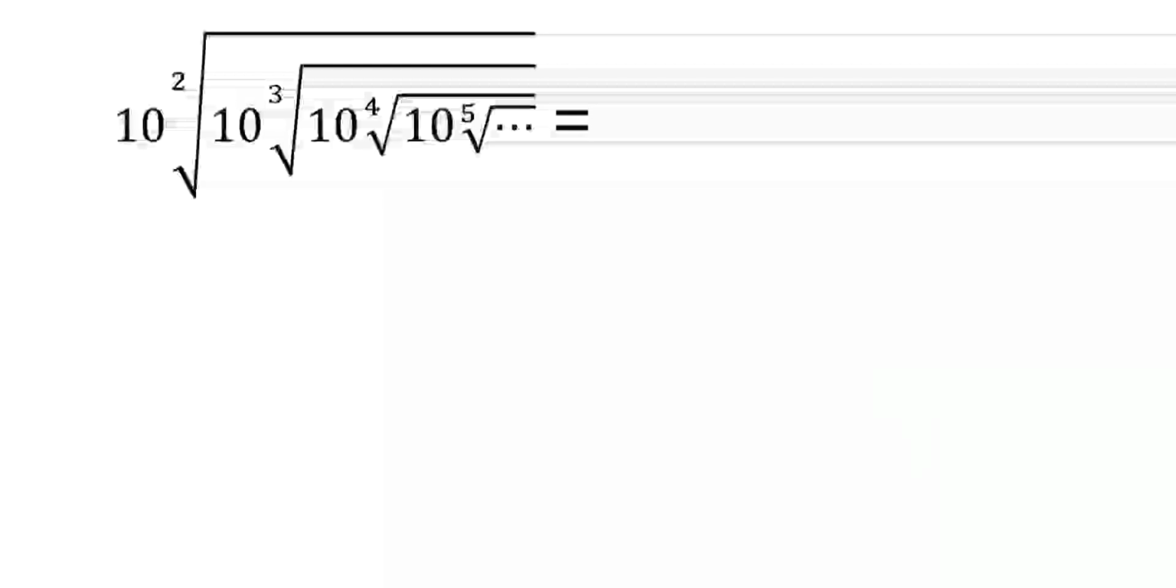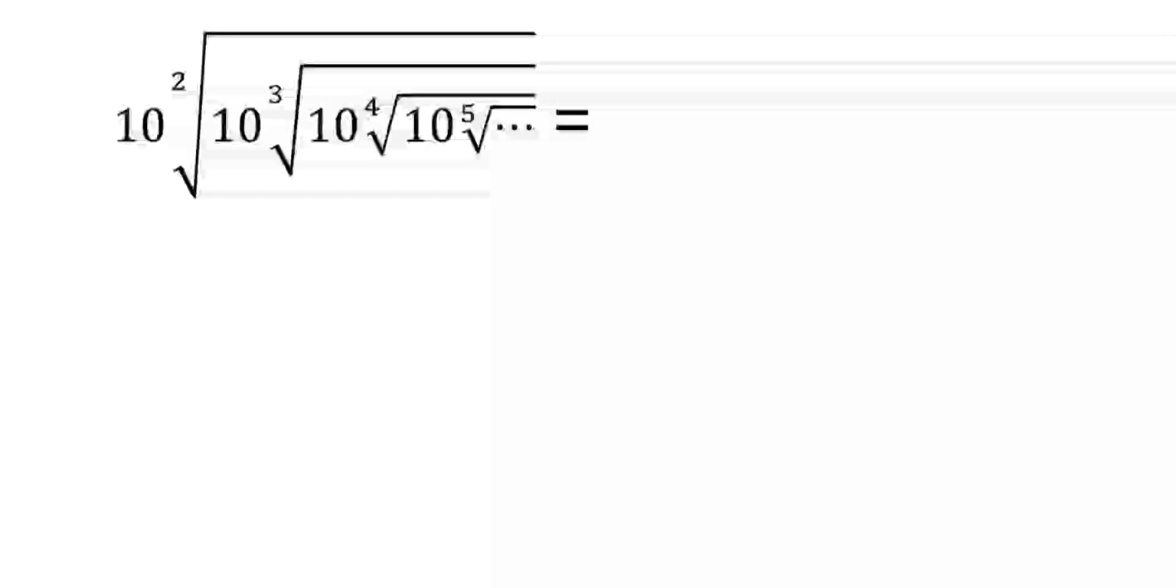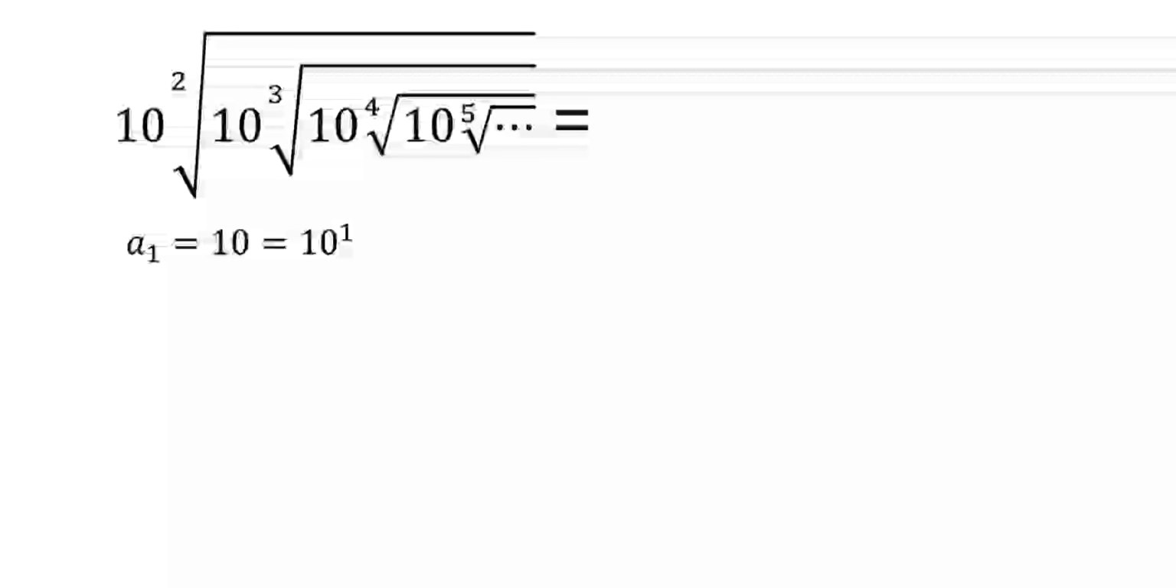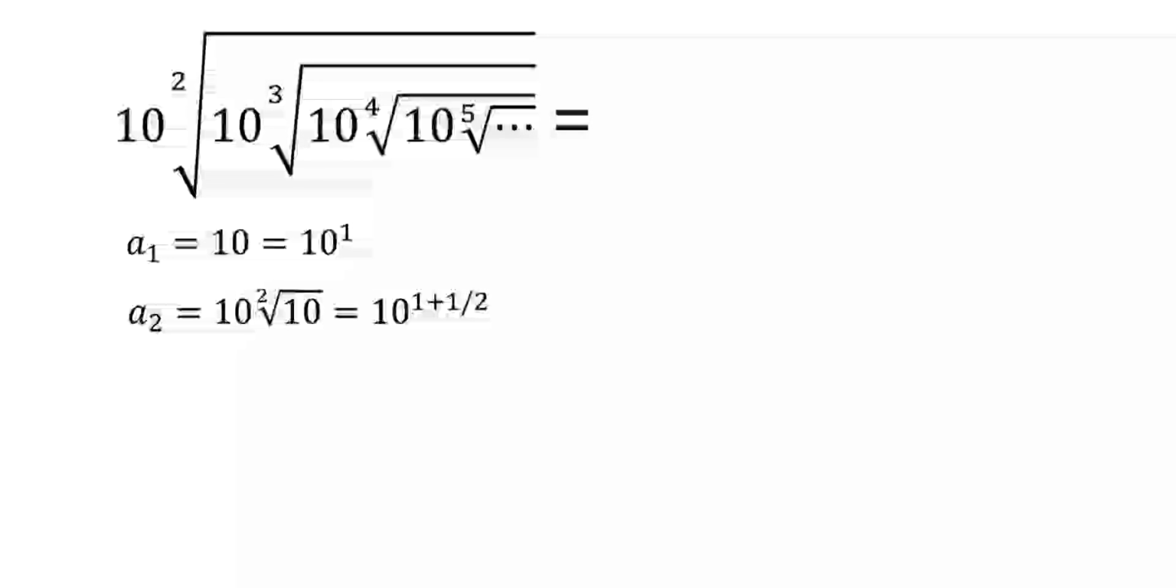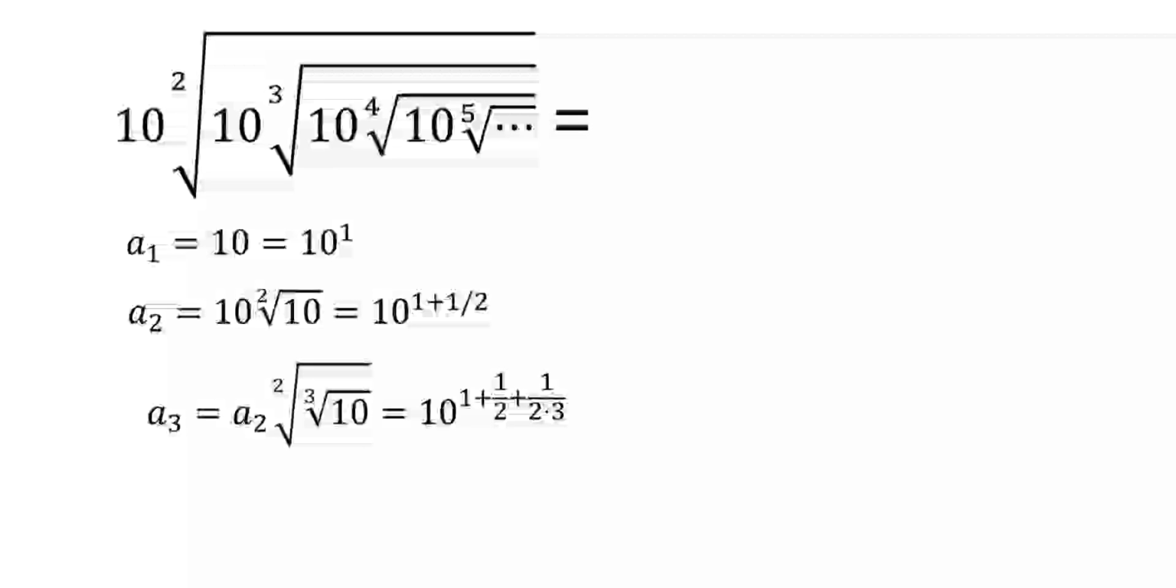Now what would happen if we have an increasing nth root? This is a little bit trickier to solve, but let's work it out. The first term is equal to 10 to the power of 1. The next partial product will be 10 times the square root of 10, so we get 10 to the power of 1 plus 1/2. The third partial term will be the second term, and then we have the square root of the cube root of 10.